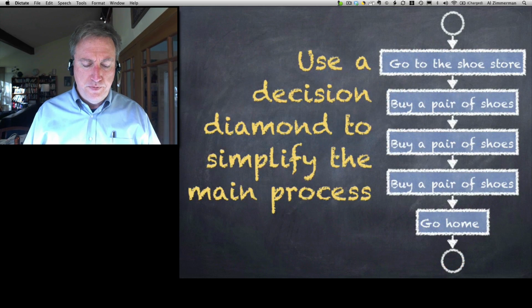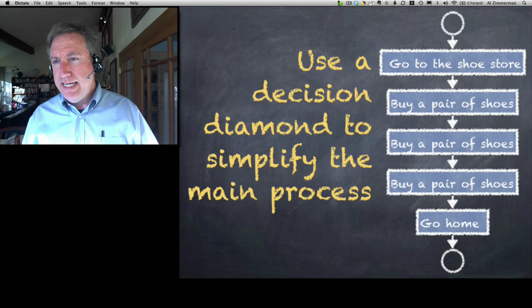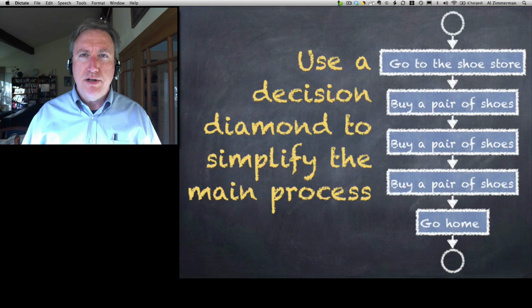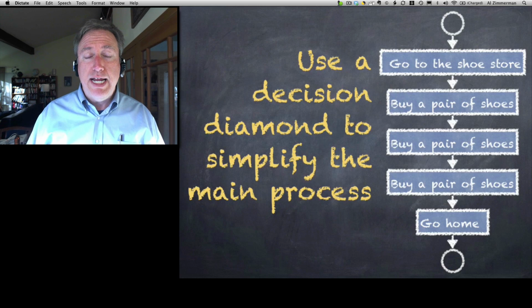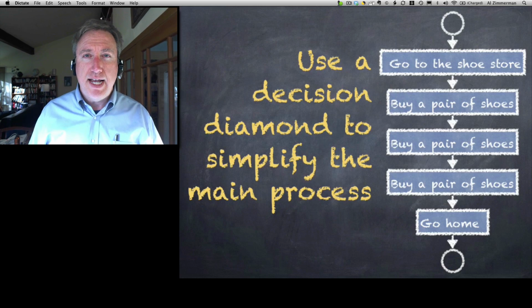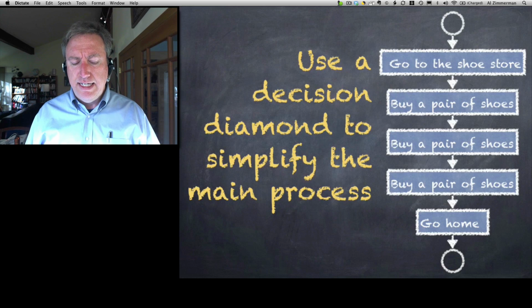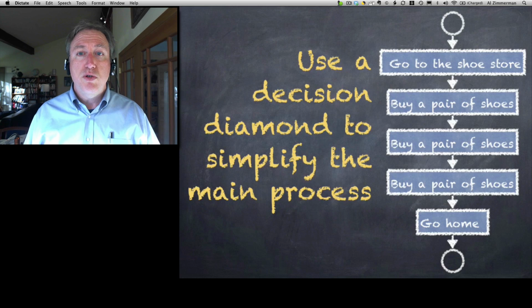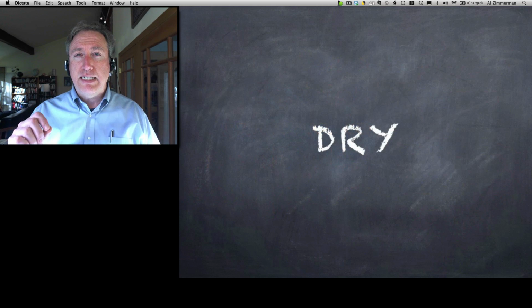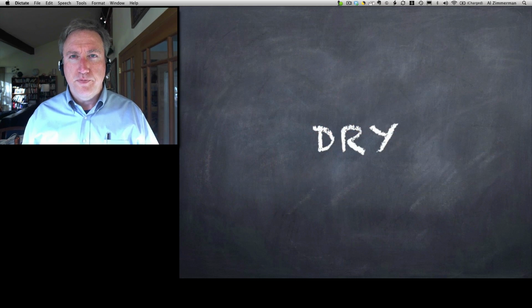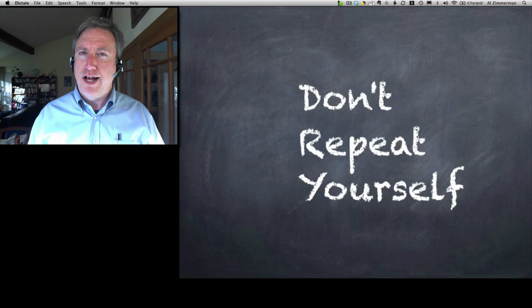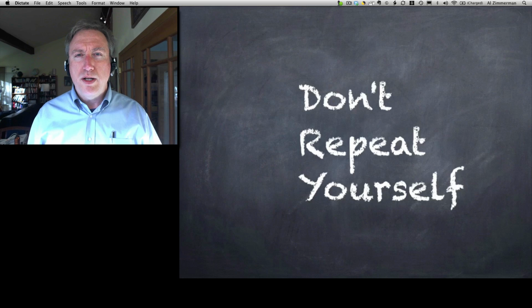For example, back at the main routine, where we have them buy a pair of shoes three times. Now we've broken down that buy a pair of shoes and we know what's inside there now, but it seems kind of silly to do it three times. So let's use a loop and use the DRY principle. The DRY principle is don't repeat yourself. Only write one piece of code once and use it again and again.